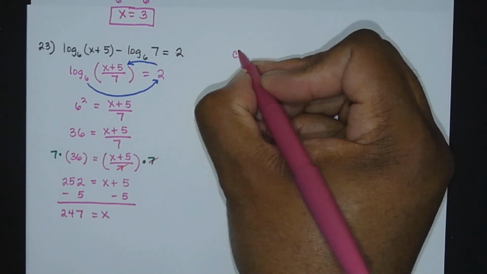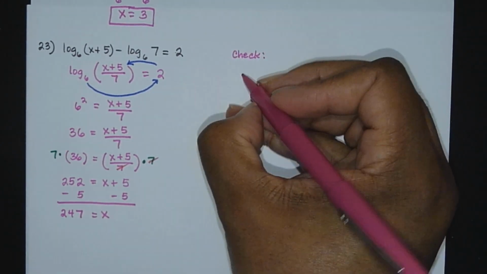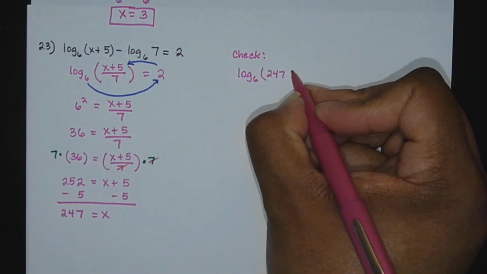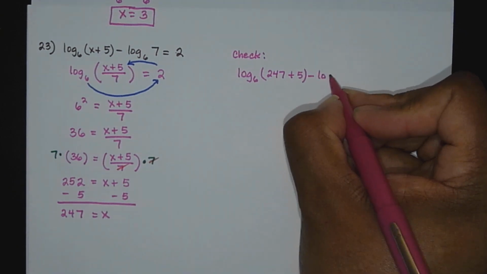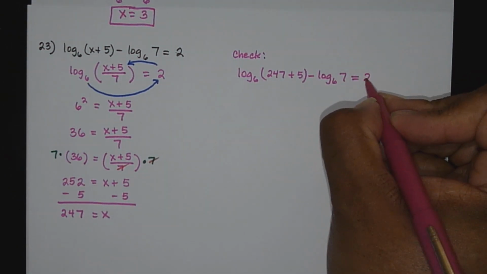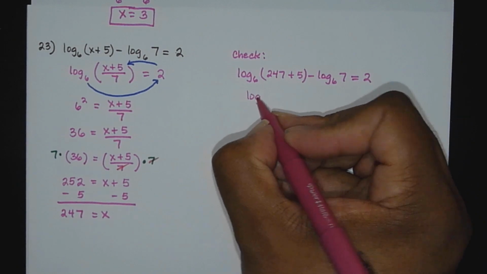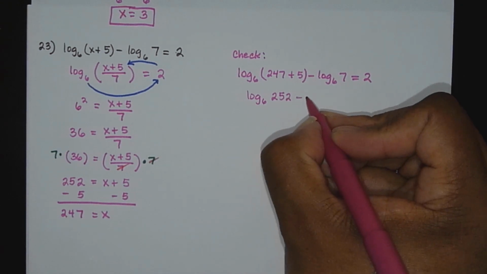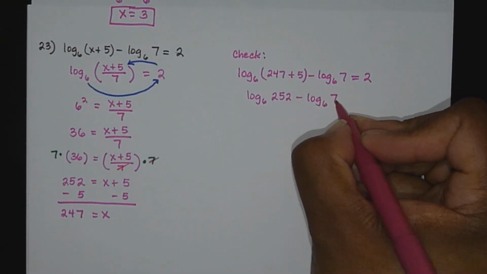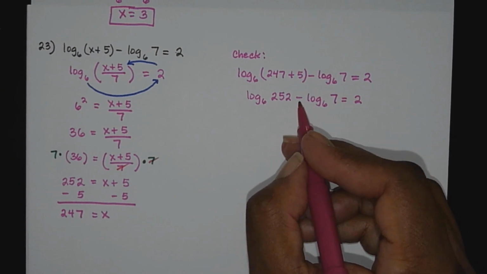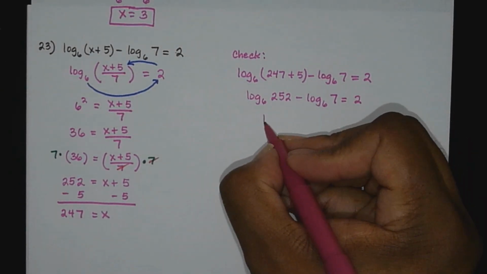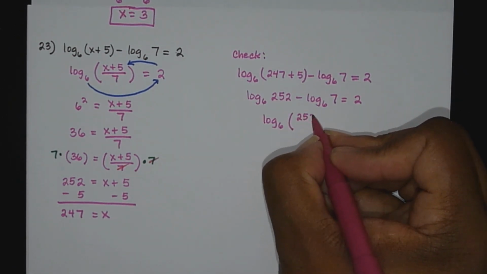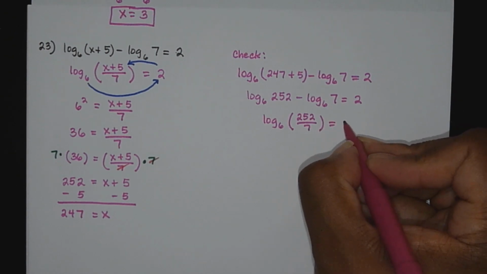Of course, you have to do the check. So using the original equation, I'll replace the x with 247. 247 plus 5 would be 252, so I have log to the base 6 of 252 minus log to the base 6 of 7 is equal to 2. And of course, the difference of the individual logarithms would be the log of the quotient. So it'd be log to the base 6 of 252 divided by 7 is equal to 2.